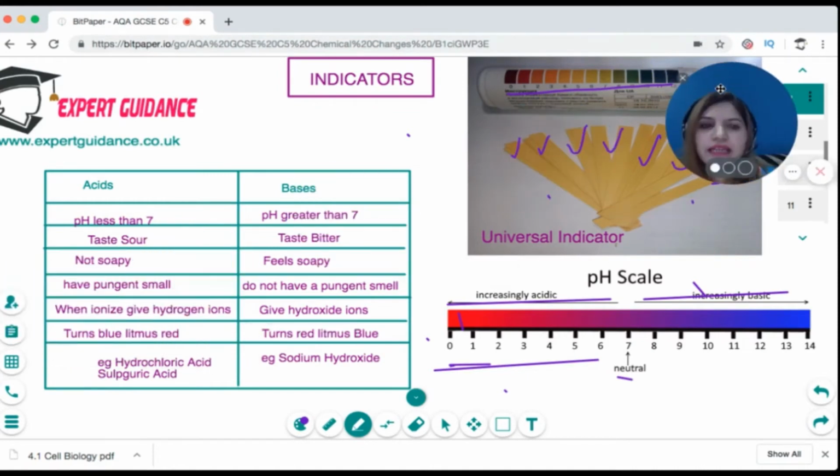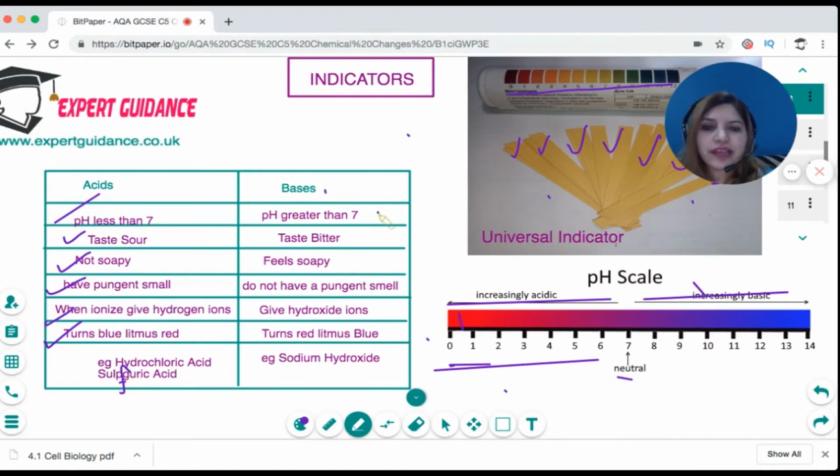Okay, now let's tabulate the difference between acids and bases. Acids have pH less than 7. They taste sour. They are not soapy. They have a pungent smell. They ionize to give hydrogen ions and they turn blue litmus red. Example, hydrochloric acid or sulfuric acid.